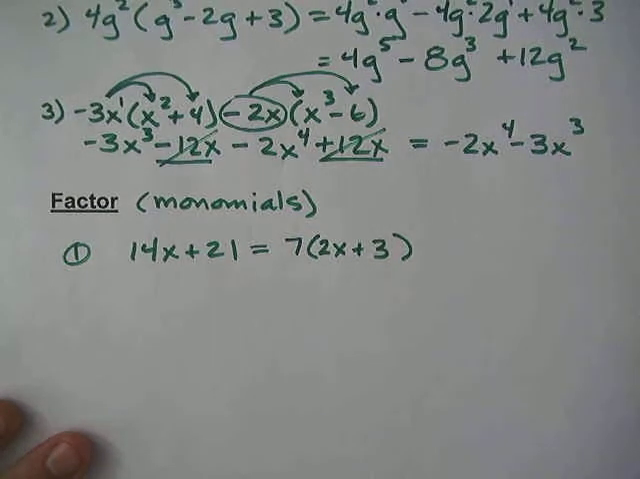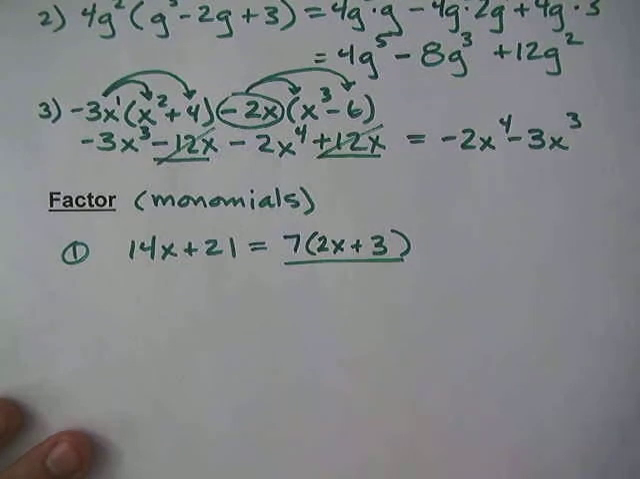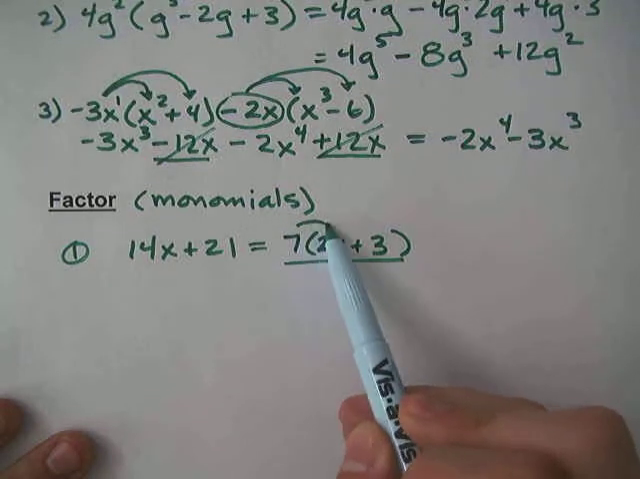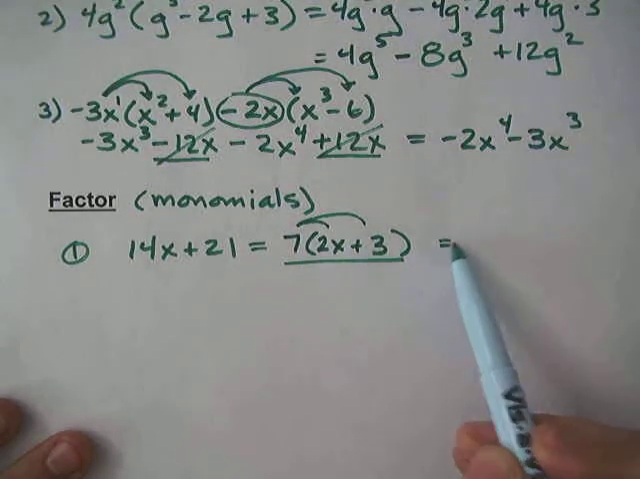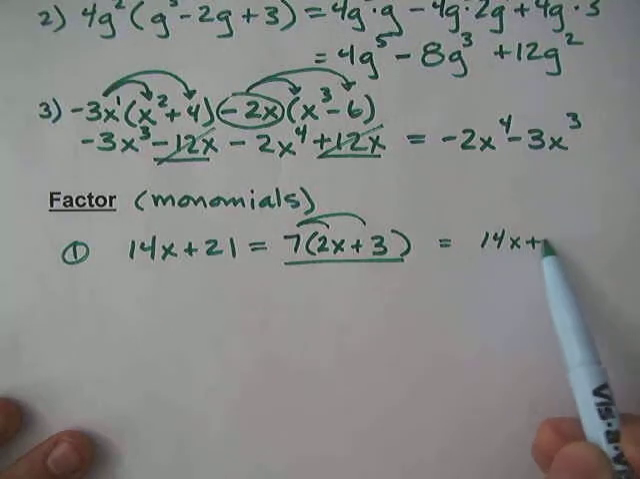And so I factored out a 7. And there you go, I'm done. Now, what's an easy way to check? Well, an easy way to check is, if you wanted to, you could distribute it back. If I distribute it back, I get 14x plus 21.